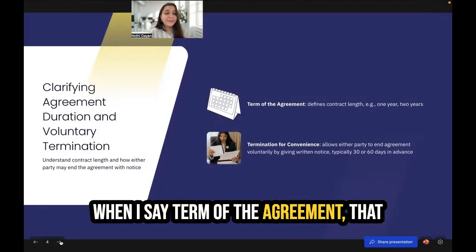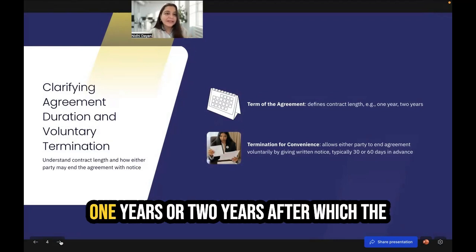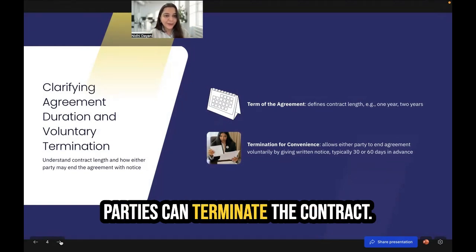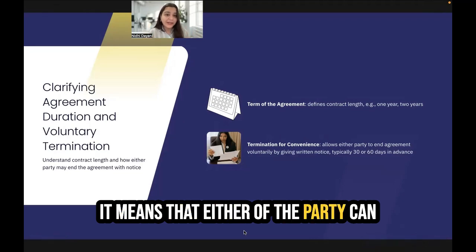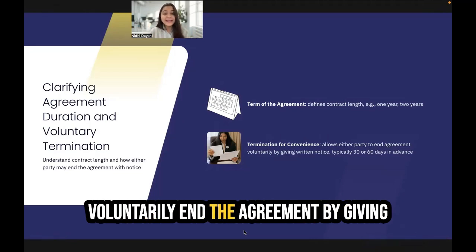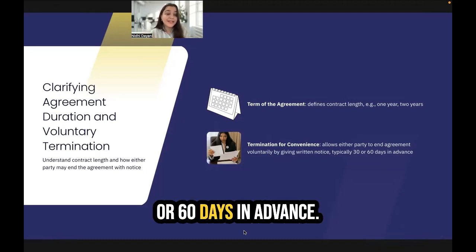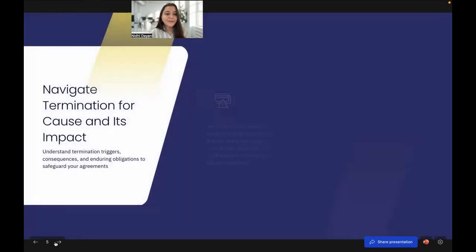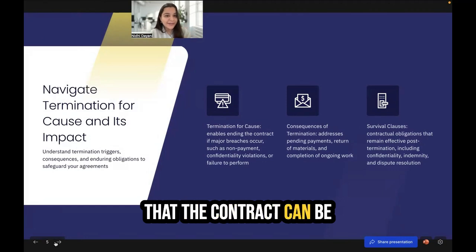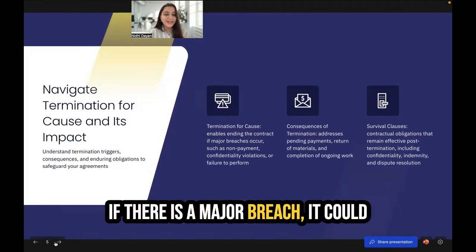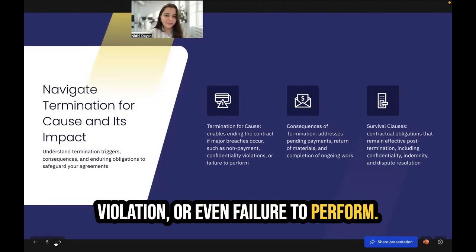When I say term of the agreement, that part in a termination clause defines the contract length, whether it is for 1 year or 2 years, after which the parties can terminate the contract. When I say termination for convenience, it means that either of the parties can voluntarily end the agreement by giving a written notice to the other party. It's typically 30 days or 60 days in advance. Termination for cause means that the contract can be ended by one of the parties if there is a major breach. It could be non-payment, confidentiality violation, or even failure to perform.